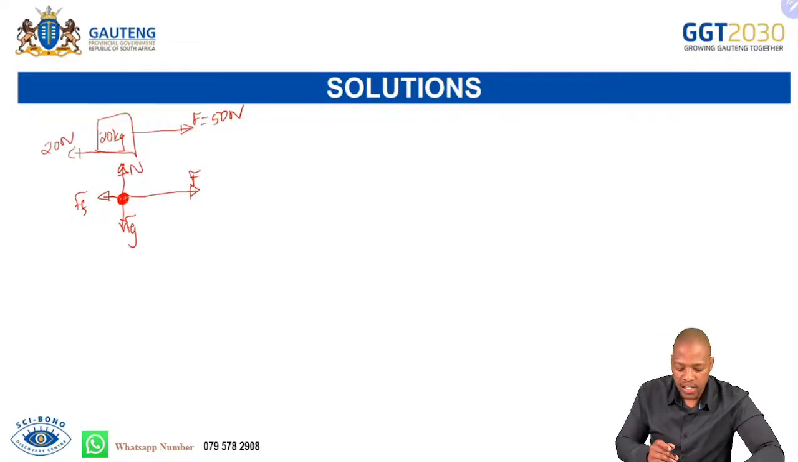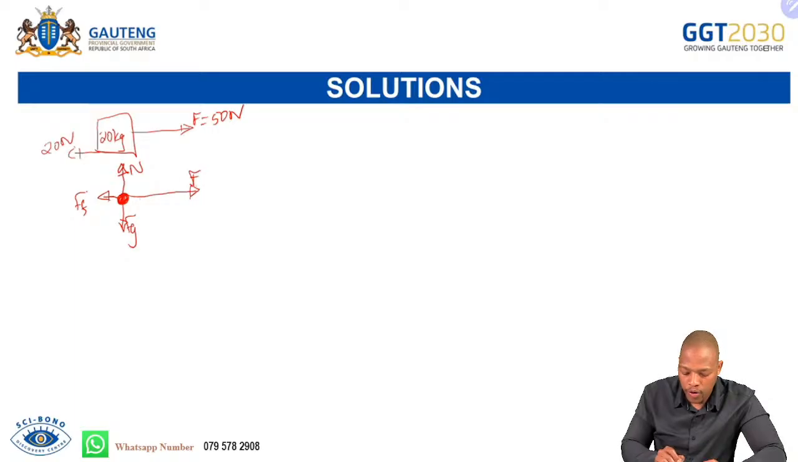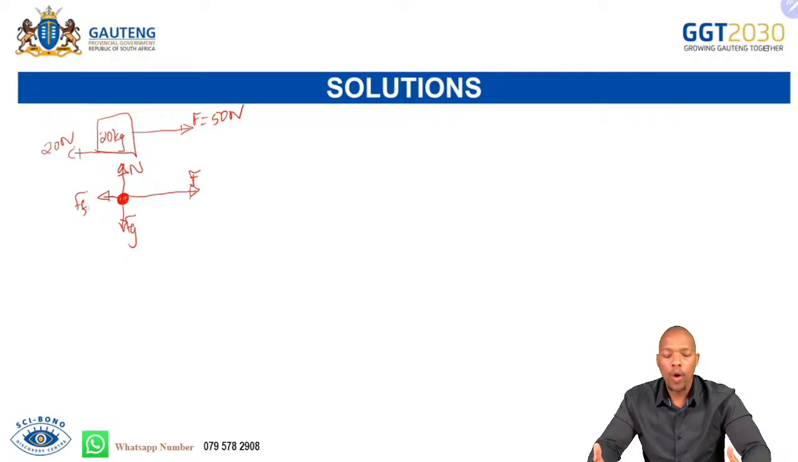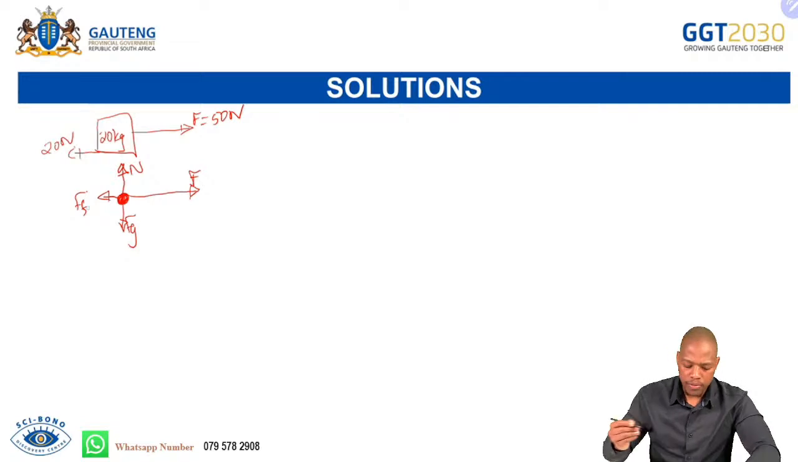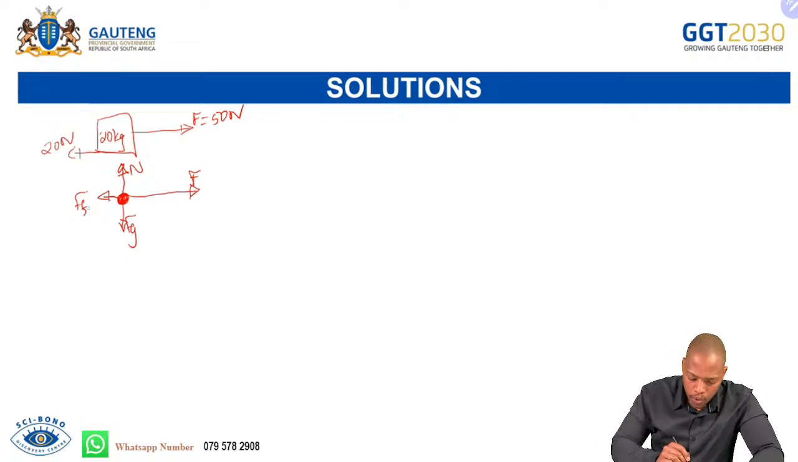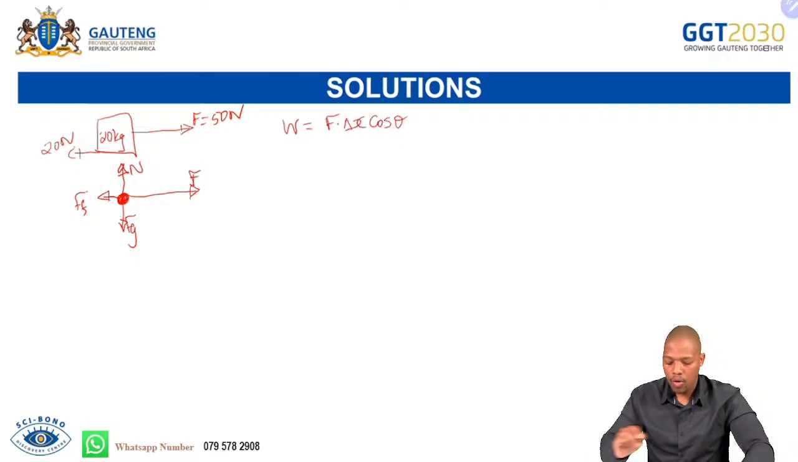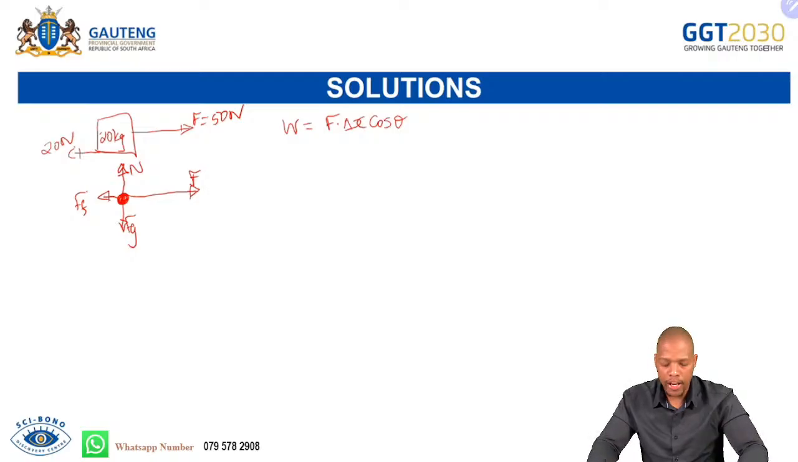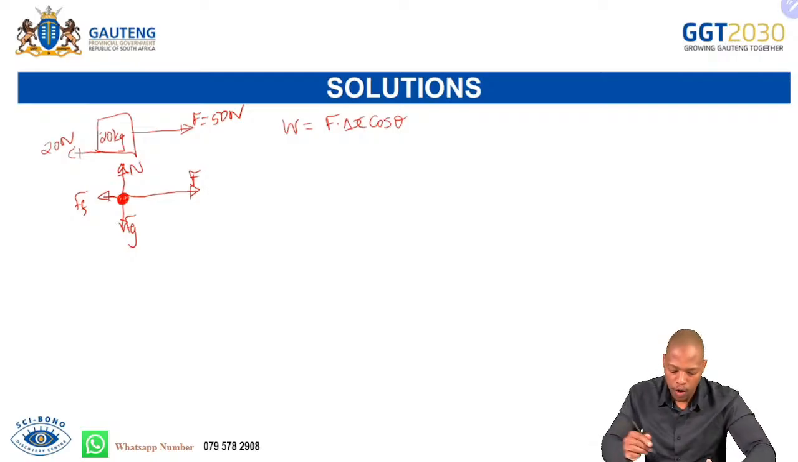Then they have asked us to calculate the work done by the force applied, the work done by the frictional force, and the work done by the normal force. Where do we go? We've identified the forces that are there. The next step is to go straight to the formula. Go write the formula, substitute in the formula, and try to get our answers. So we'll say W is equal to F delta x cos theta. This is the formula that we were given. So we have to identify all the variables.